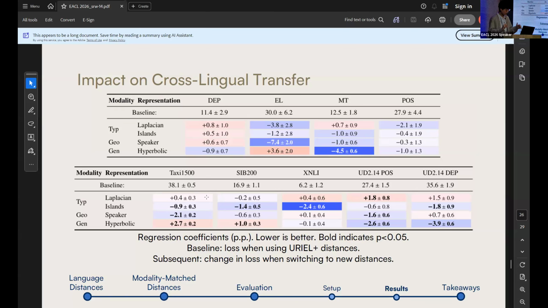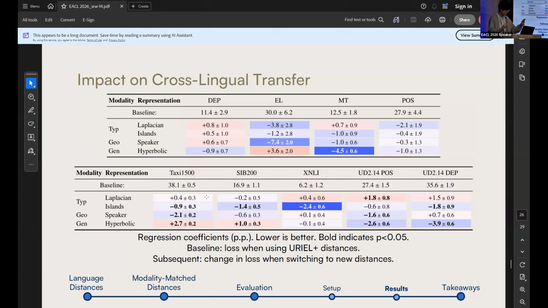And overall, we see that for each of these tasks that we study, there is always some combination of swapping to our new distances that we can do to reduce the performance loss in those tasks. And that means that we're able to close the gap between the models that we choose and the optimal model. And some of the results here are actually really substantial.